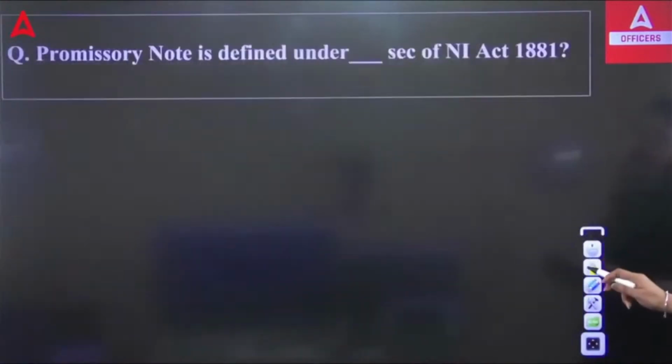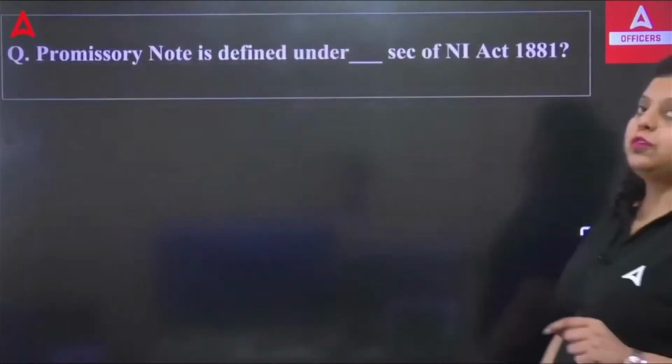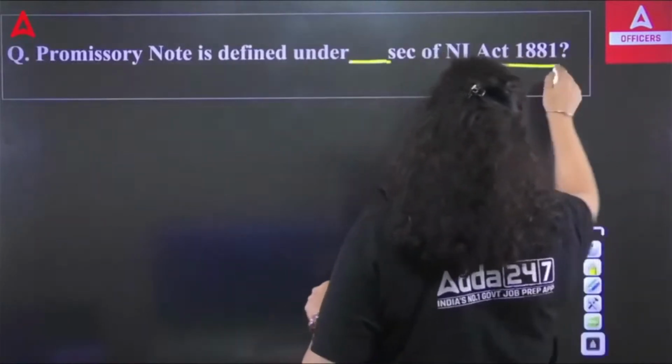Now, the next question is talking about promissory note, which is defined under dash section of the Negotiable Instrument Act.